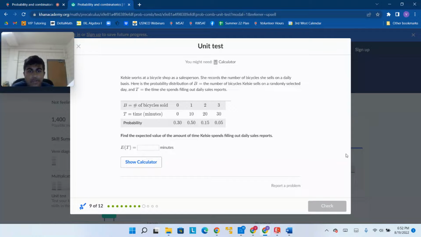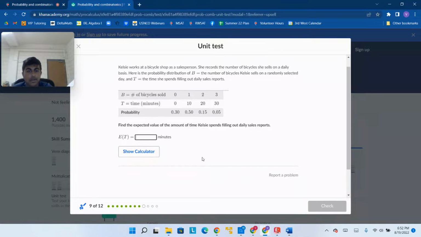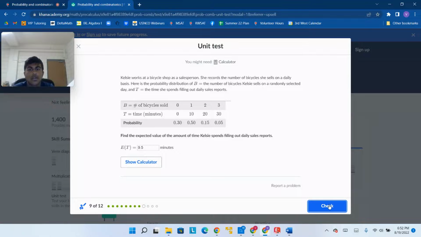Plus 0.15 for 20 minutes for 2 bicycles, so 0.15 times 20 is going to be 3 minutes. And then 0.05 for 30, right? 0.05 times 30 is going to be 1.5 minutes. So in all, it's going to be 9.5 minutes. Not a bad amount, honestly.